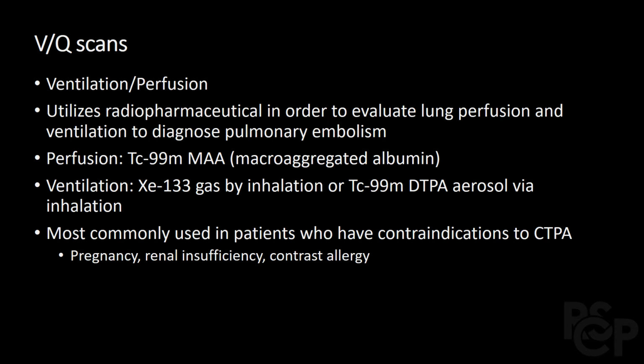So there's two different aspects of the scans. For the perfusion aspect, a variant of technetium called microaggregated albumin is used. This is injected intravenously and it travels to the lung parenchyma. It follows the blood flow through the lung parenchyma, allowing us to detect any perfusion defects. For the ventilation aspect, there's two things that can be commonly utilized. Xenon gas is used by inhalation, or another variant of technetium, DTPA, can also be used by inhalation.